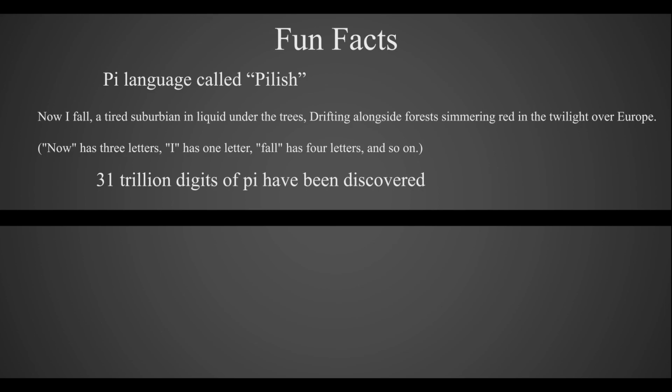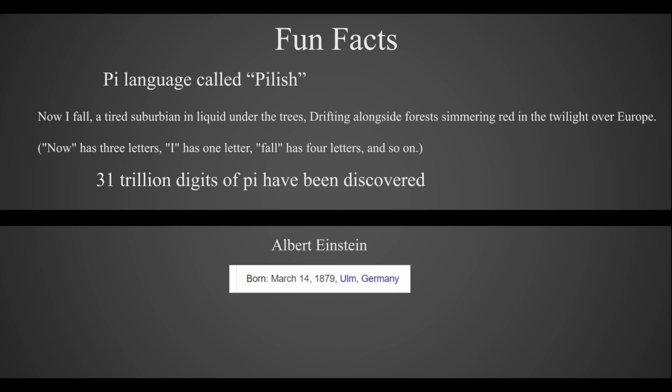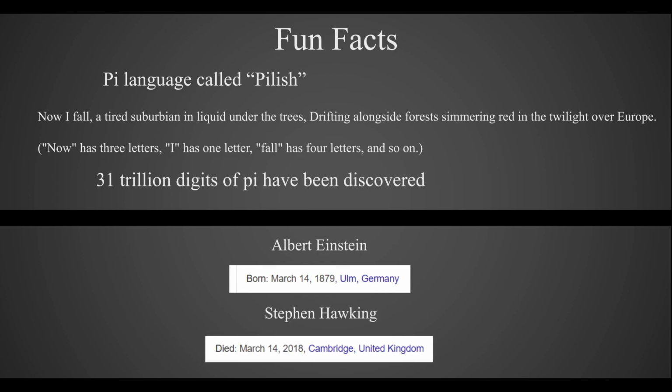And now here are some very interesting coincidences. So, I'm sure everybody knows Albert Einstein, but do you know when he was born? It actually turns out that he was born on March 14th, which is Pi Day. And I'm sure everybody also knows Stephen Hawking. And guess what day he died? March 14th, 2018.